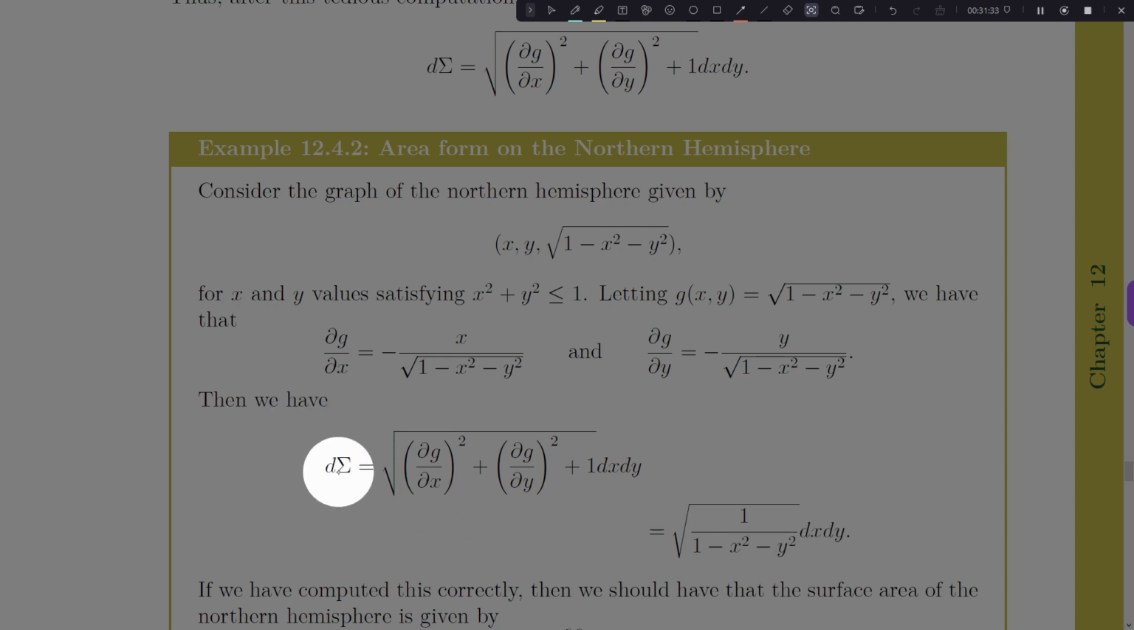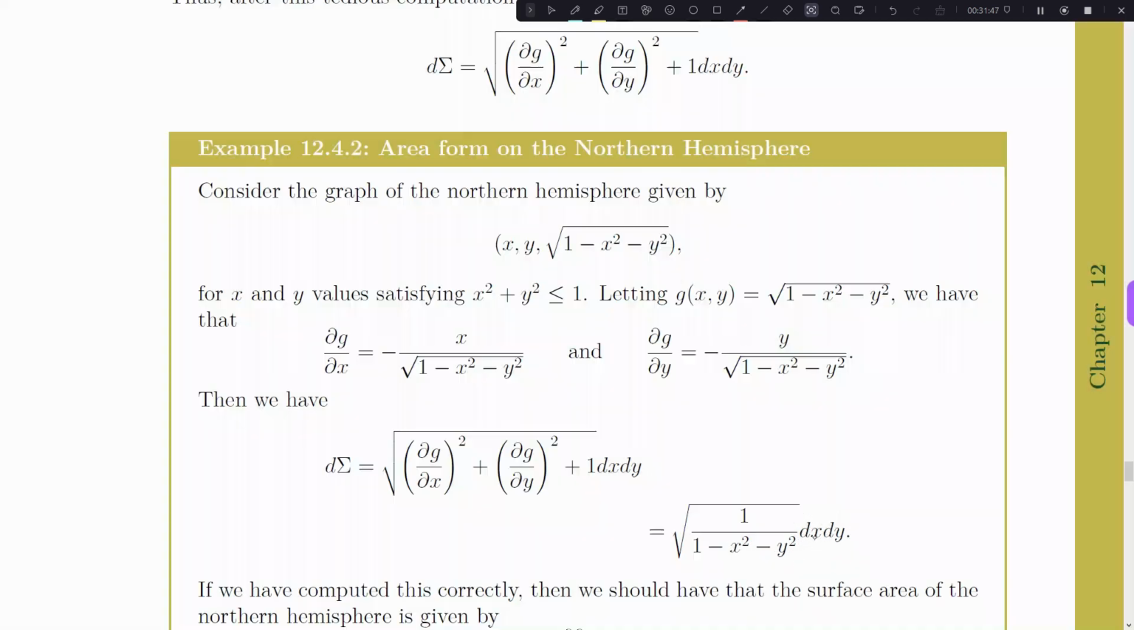Okay, so that's the first thing we always have to do when we're calculating surface areas: we have to calculate d sigma, and ideally we're going to simplify that. So here we go, we have root 1 over 1 minus x squared minus y squared dx dy. Now let's think about the question before we set up this double integral over sigma of root 1 over 1 minus x squared minus y squared dx dy. We have to be clever about what this means. What is the region that we're actually graphing over?